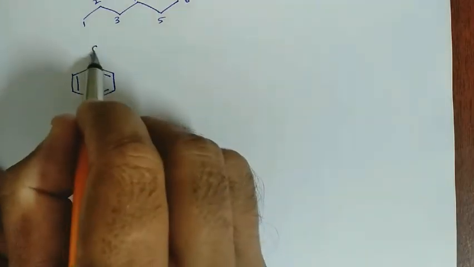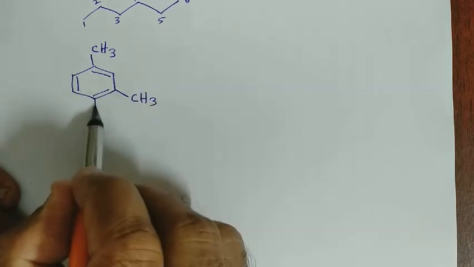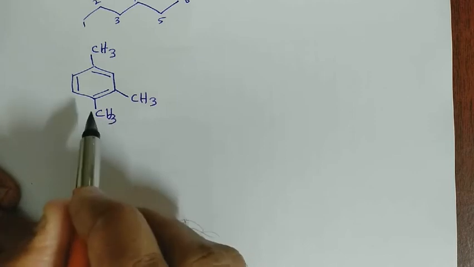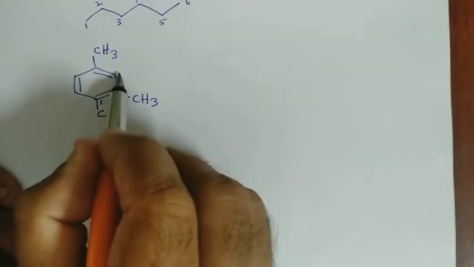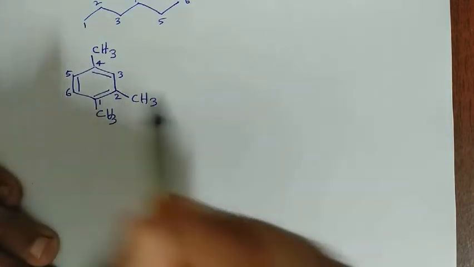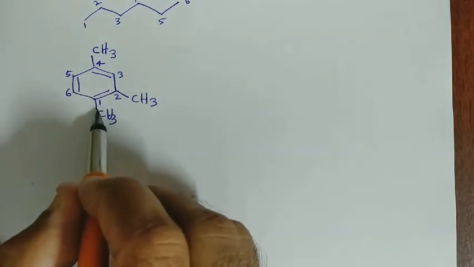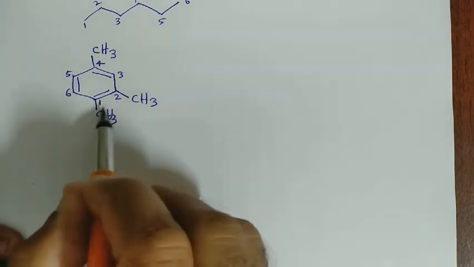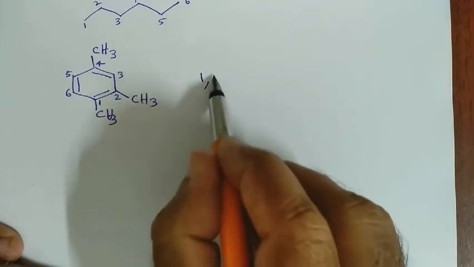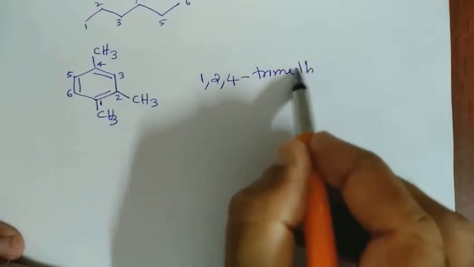If there is more than one branch bonded to the benzene ring, numbering should be done in such a way as to get the lowest set of locants. In this case, the compound should be numbered from this carbon atom so that the locants are 1, 2 and 4. Hence the compound is named as 1,2,4-trimethylbenzene.